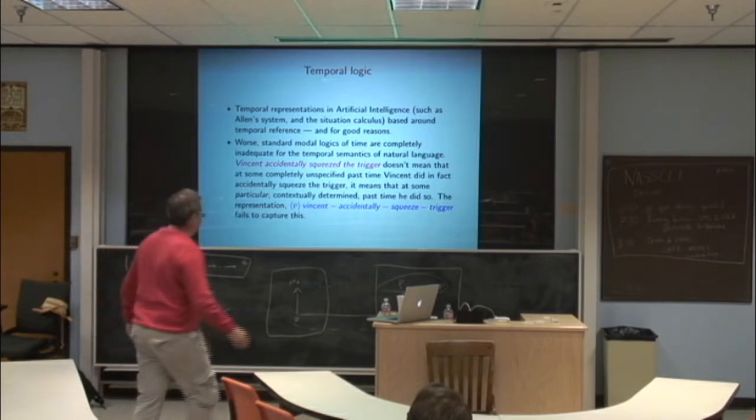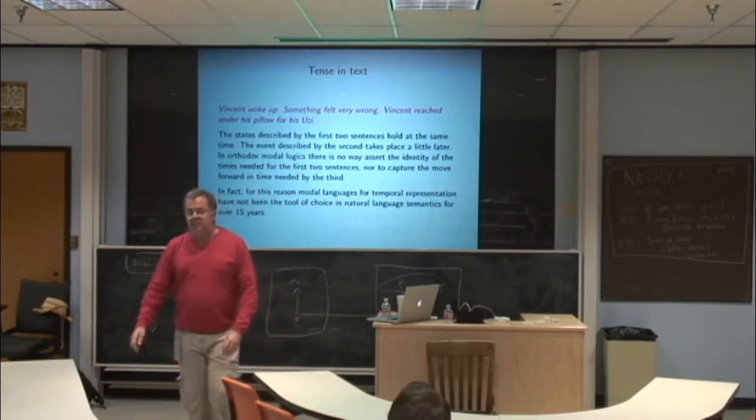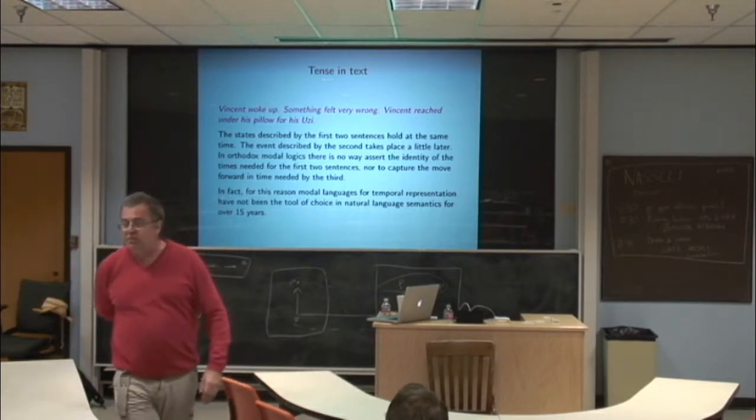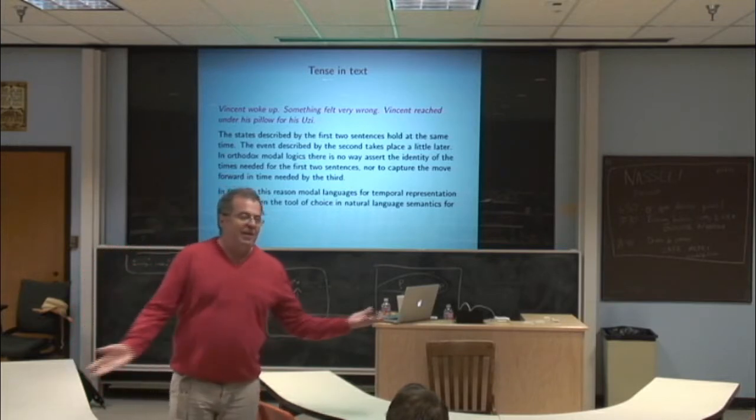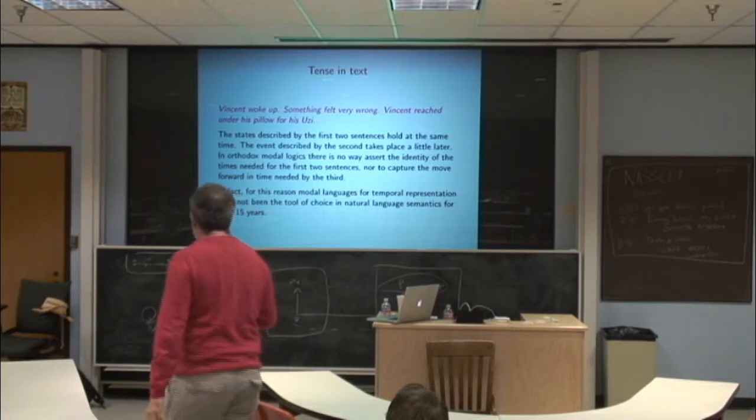Now, this is even more obvious if you look at tense and text. So, Vincent woke up. Something felt very wrong. Vincent reached under his pillow for his Ootsie. Now, it doesn't really matter too much. Points, intervals, it doesn't make too much difference for hybrid logic. But if you're thinking in terms of points, it's going to be something like this.